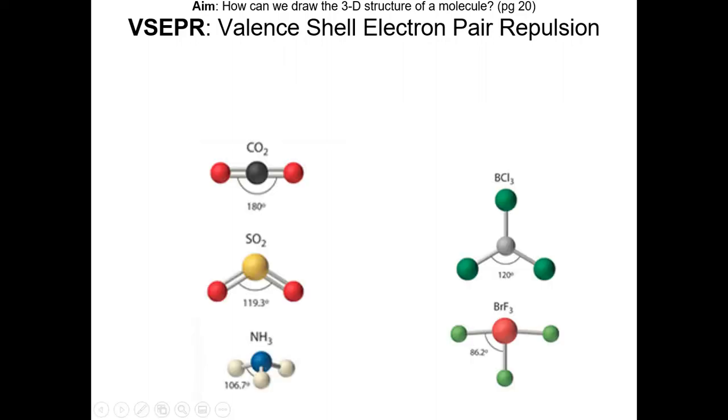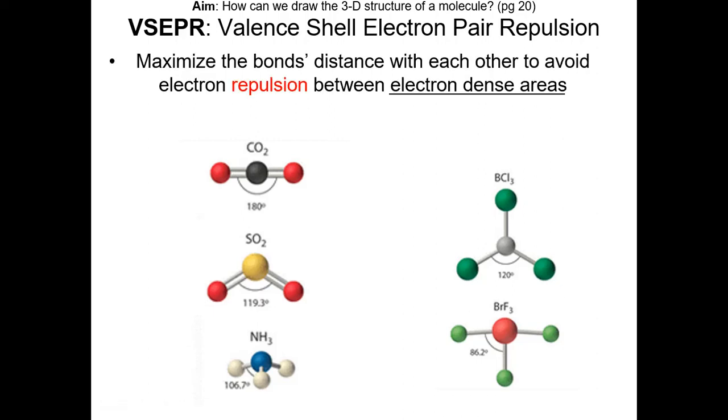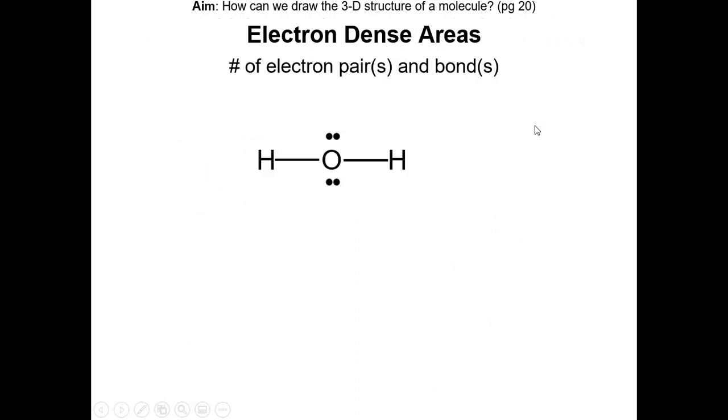I assume everybody has watched the video, so I'm going to quickly summarize what the video was about. Molecules in reality have 3D shapes. They're not just flat. The shape of the molecule is determined by the attractive and repulsive forces in the molecule. A molecule will minimize the repulsive forces and maximize the attractive forces. The bending you see in the structure of the molecule is caused by the electron repulsion between the electron dense areas. So what are electron dense areas?